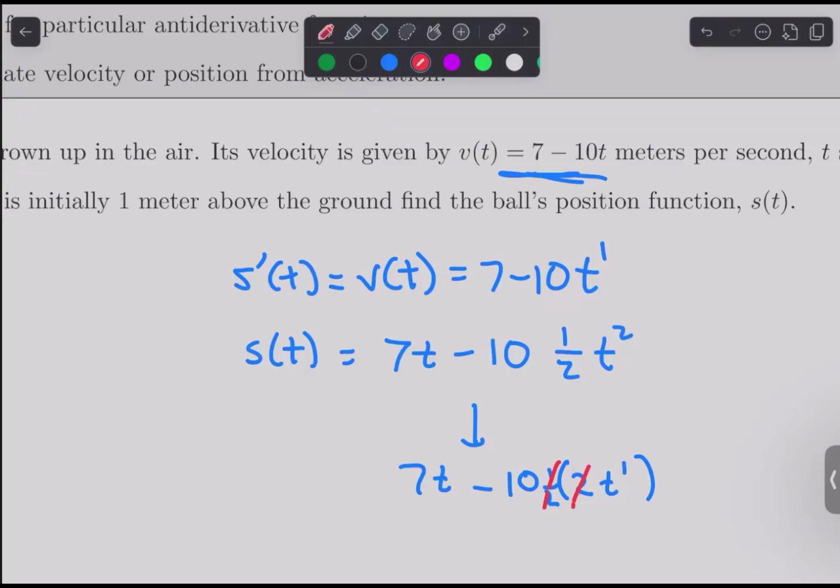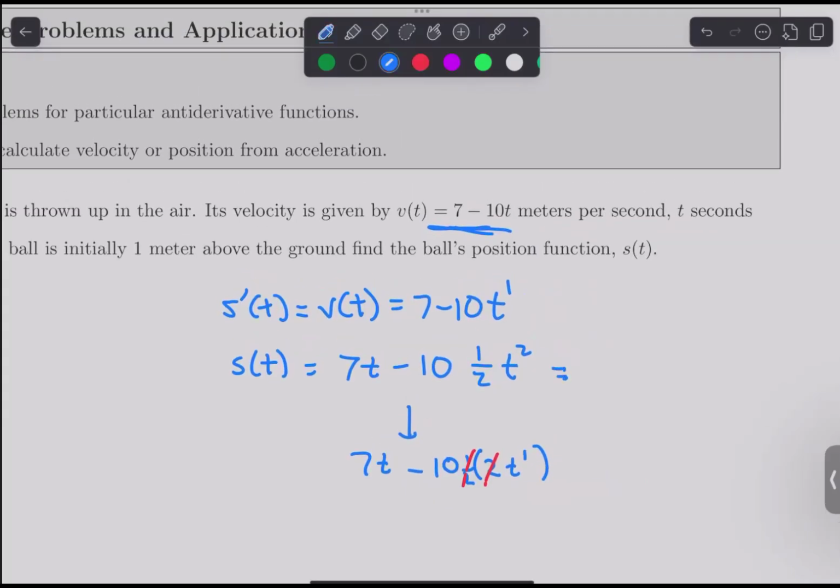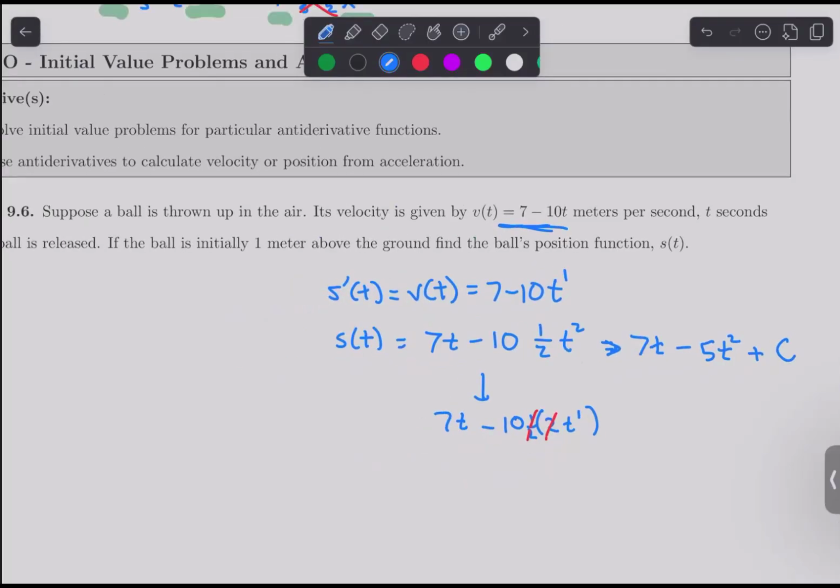Of course, if we want to simplify this and find the most general antiderivative, it would look like 7t minus 5t squared plus some constant, right? And again, this can be any old constant. 0 is perfectly fine, but it could be 5, it could be 3, right? All of these are perfectly good antiderivatives for our velocity, aka position. Okay, so now we need to know, right? We have this extra condition here that the ball is initially 1 meter above the ground. And so we need to figure out what C value corresponds to that.